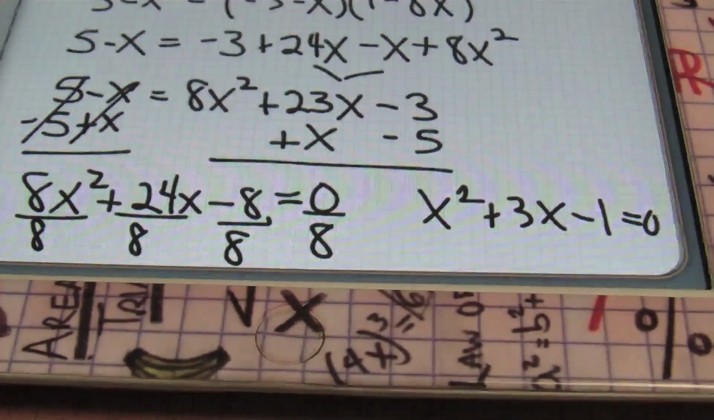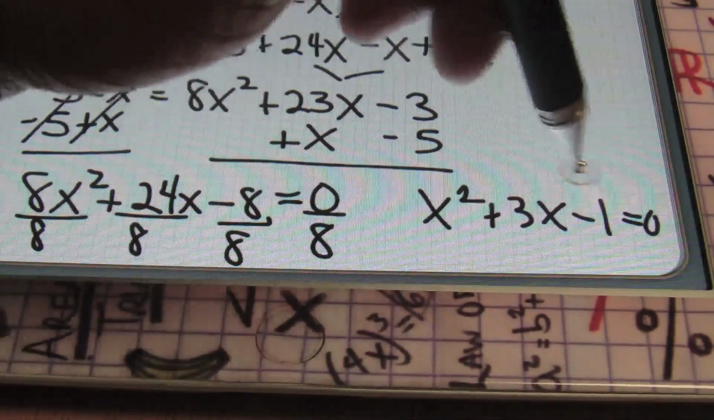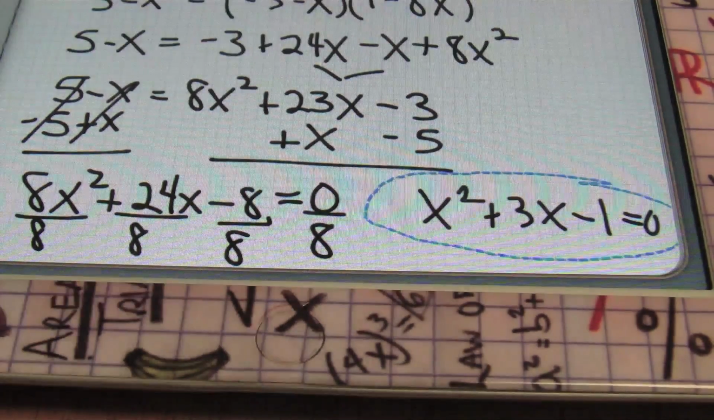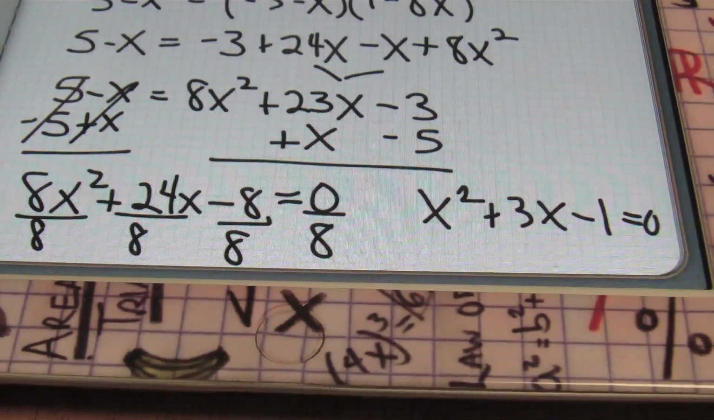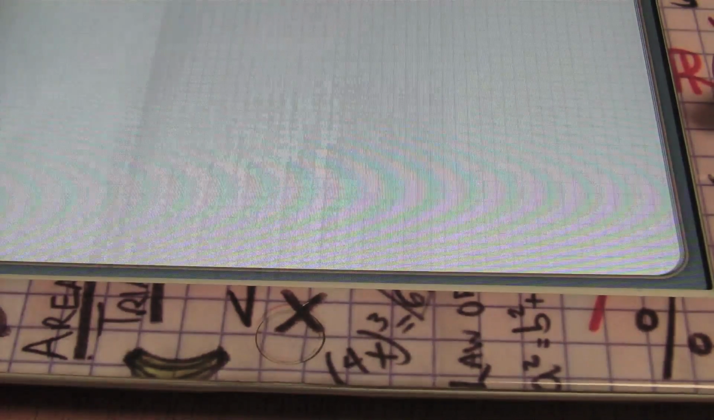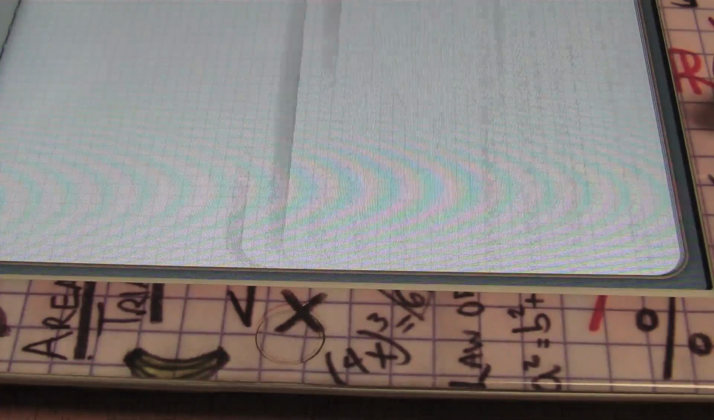Okay, from here, let's go ahead and take this equation and work it out a bit further. All right, so let's see what we got here. Let's copy that and get to traveling to a new page.